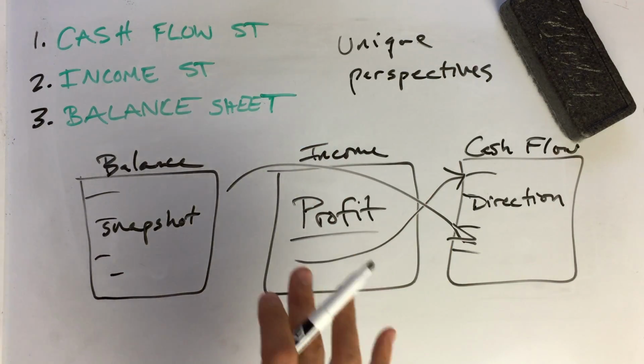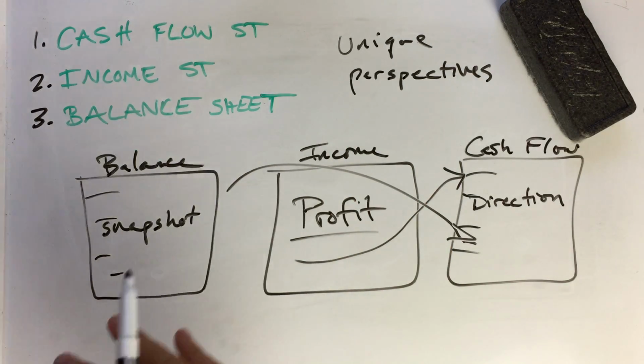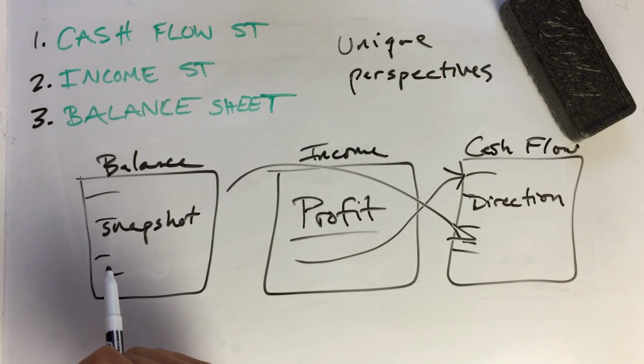What I can tell you is these three statements exist. They're different. They each give you a unique perspective on the accounting health of a business. That's all I'm trying to say, and that's what the book captures.